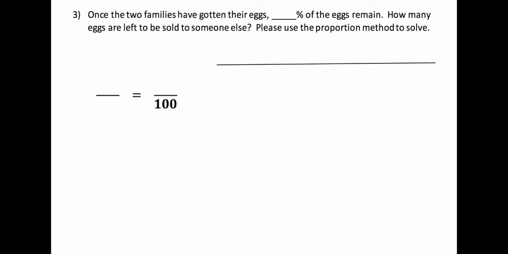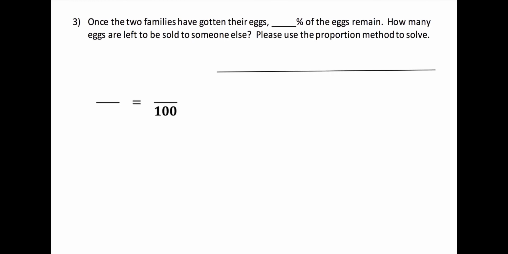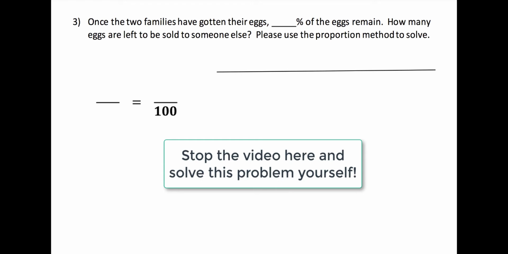All right. For the last of the 3 problems, let's take a look at this one. It says, once the 2 families have gotten their eggs, what percent of the eggs remain? How many eggs are left to be sold to someone else? Please use the proportion method to solve. So think about the previous 2 problems where we learned how many eggs the Martins use for breakfast and how many eggs the Corral family buys every day. And try to solve this one on your own. We'll see you in a minute.